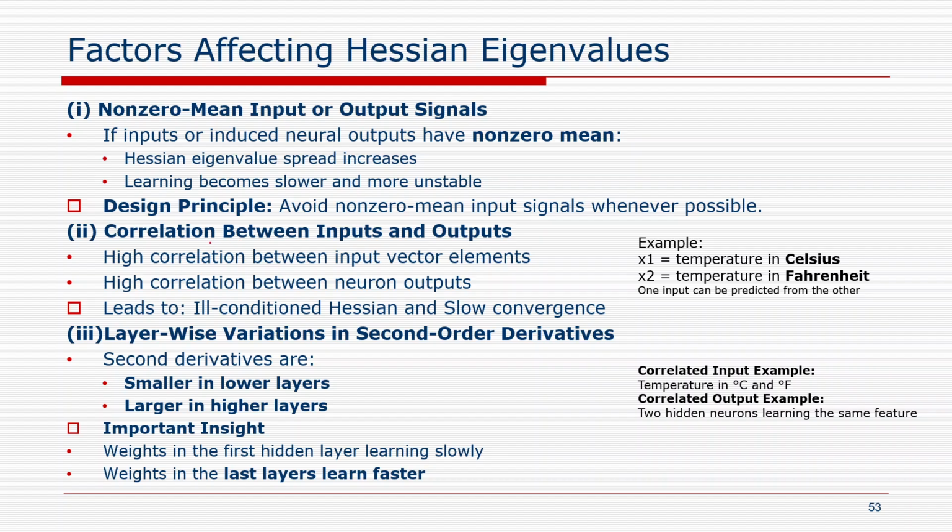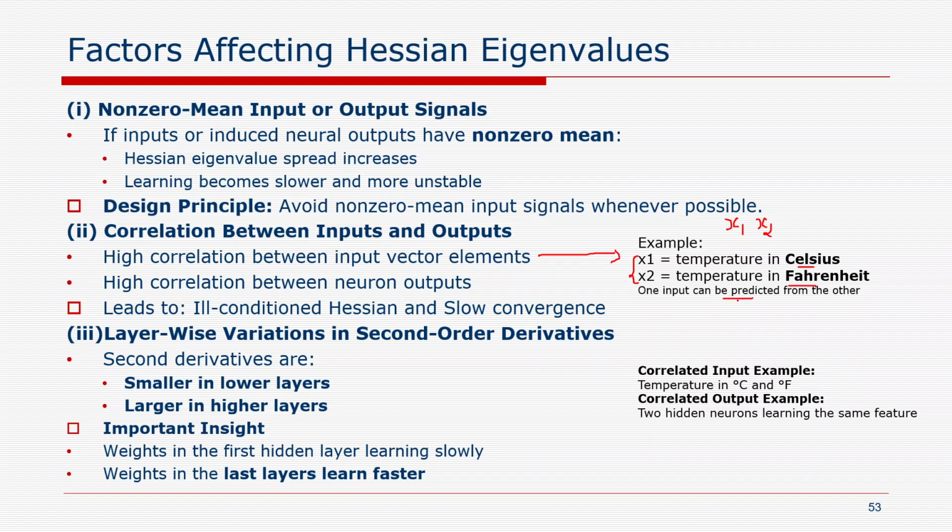Next, we will look at the correlation between the input vectors and the output vectors. That is, high correlation between the input vector elements. For example, say we have two features which are the input vectors for the neural network model. One input feature is temperature in Celsius and the other is temperature in Fahrenheit. Both are input features, but both are correlated, because if I know Celsius, I can know the Fahrenheit value, or if I know Fahrenheit, it can give the Celsius. We say there is a high correlation between the input vectors if one input can be predicted from the other.